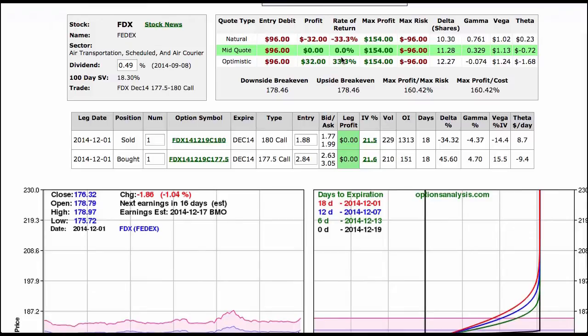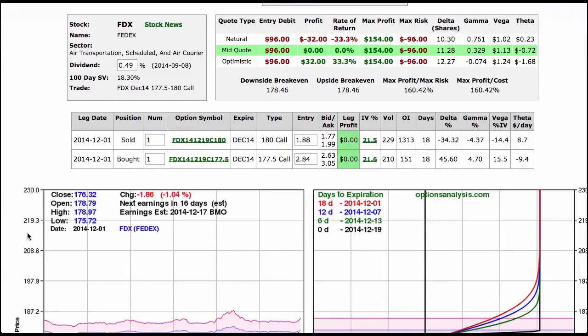But it also shows me here things like profit, rate of return, the maximum profit that I could see on this trade if I were to actually hold it all the way through expiration and Federal Express were to go above 180 by that time. I have the maximum risk, and this is on a per spread basis, $96. Shows my combined delta. Taking the positive delta from the negative delta, you can see the combined delta of the two. We call that position delta. You also see position gamma, theta, and vega as well.